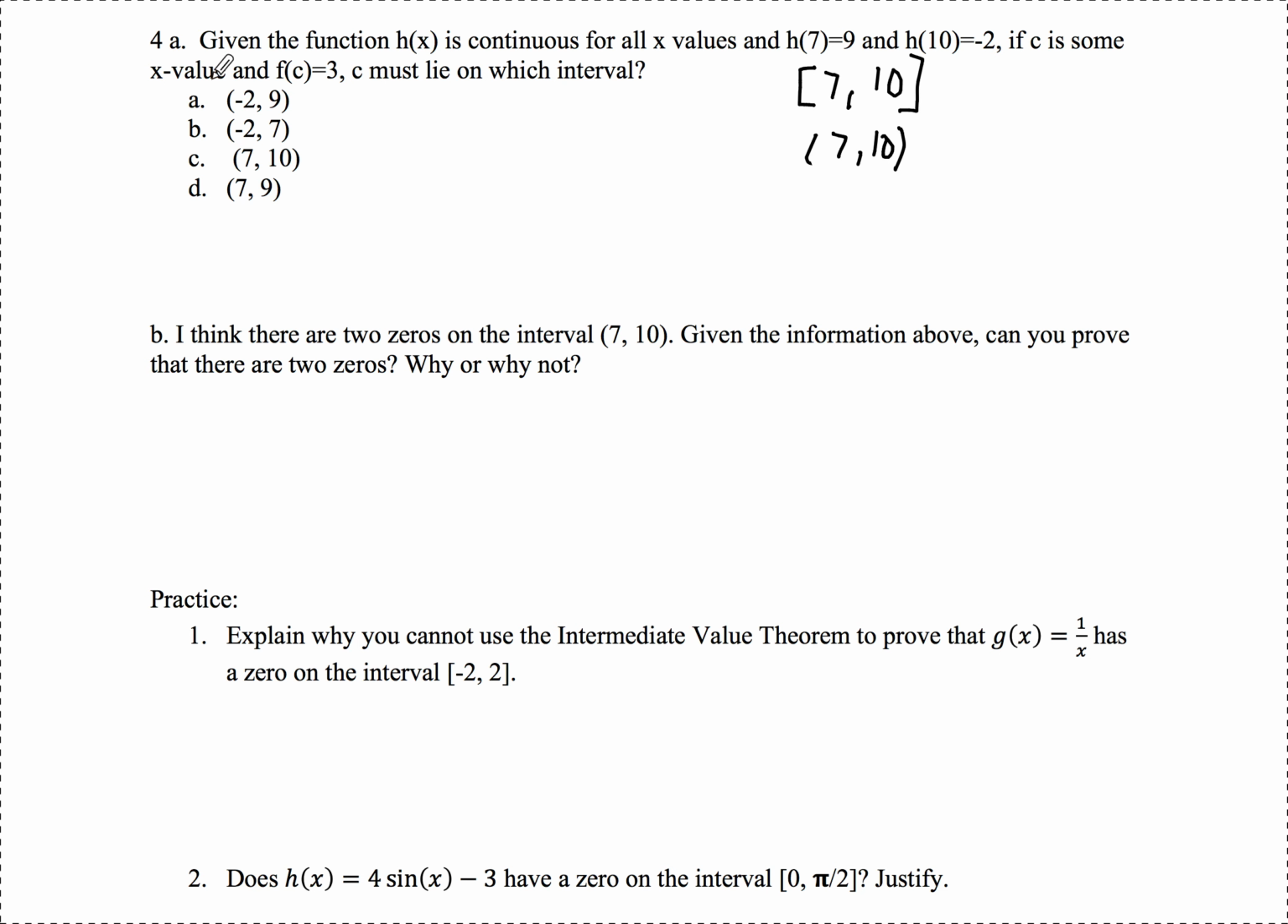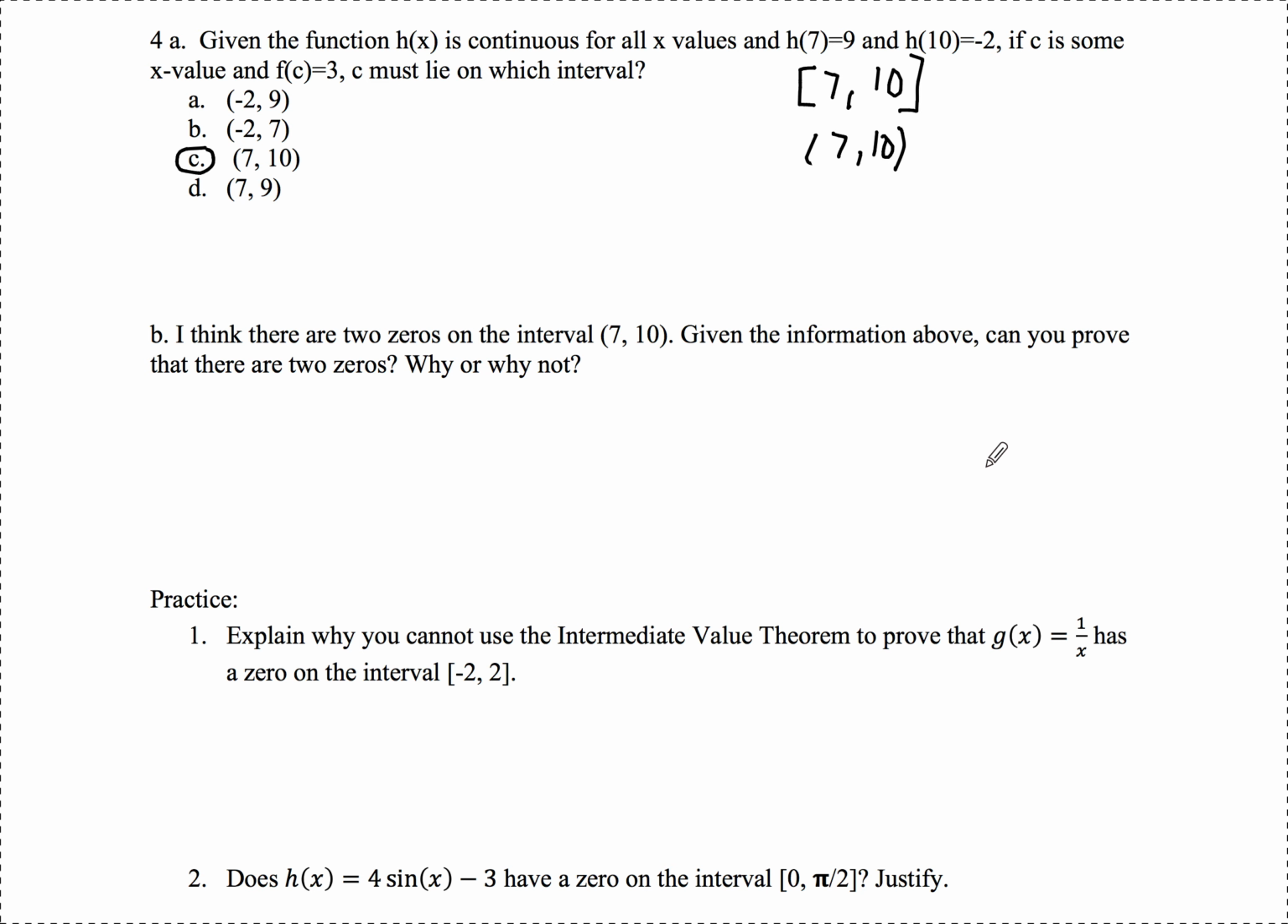If c is some x value and h of c equals 3, c must lie on which interval? Well, if we know the points on this continuous function go from 9 to -2, that's our output values, and we know we have an output value of 3, then what can we prove? We know for a fact that this point c has to exist on the interval between the x values of 7 and 10. So we're going to say 7 to 10, because we know h of 7 is 9 and h of 10 is -2. If we have an output value of 3, that's between outputs of 9 and -2, so our x value has to be between 7 and 10. So there you go.